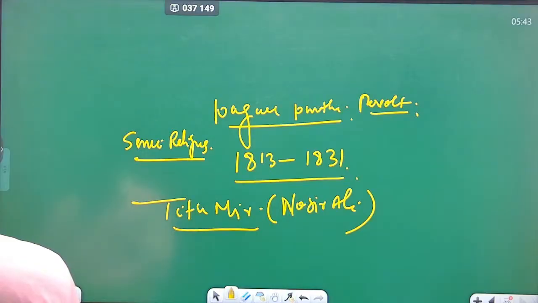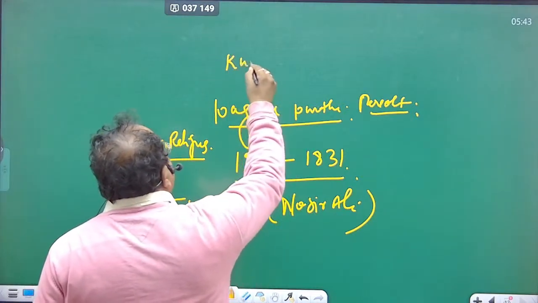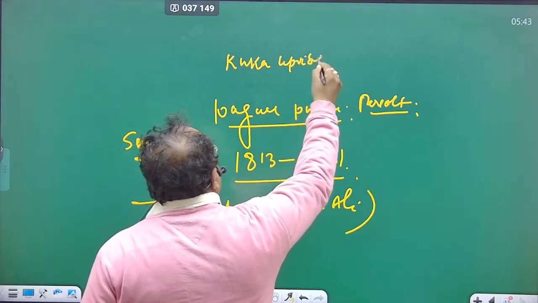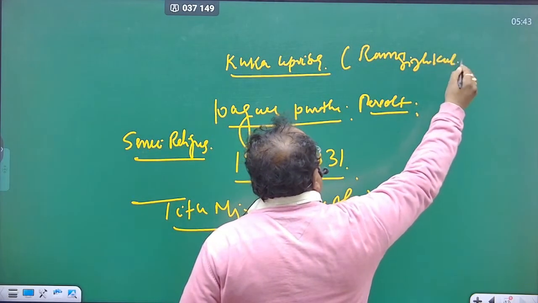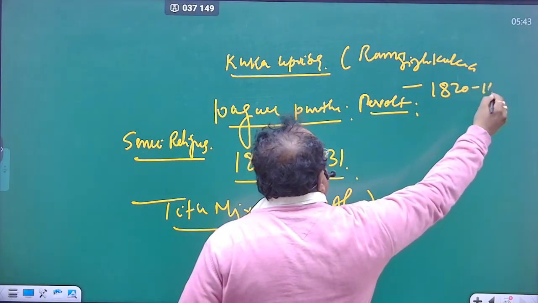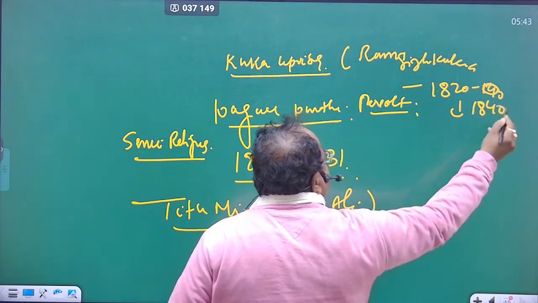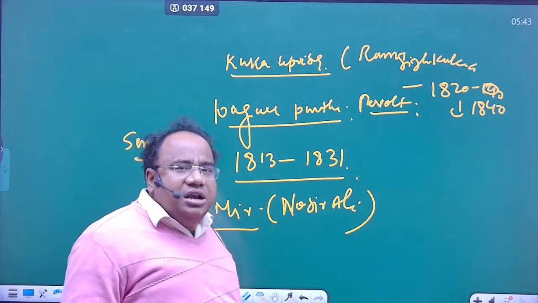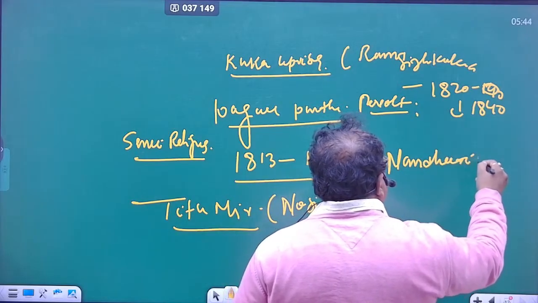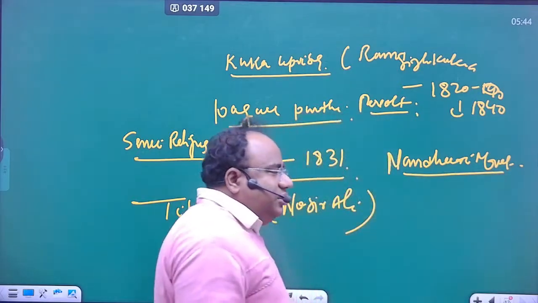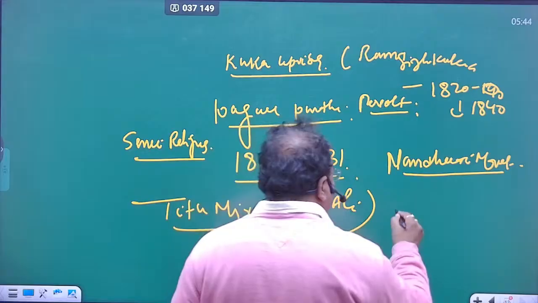Okay? Now, if you come to Punjab, you see here also one revolt, that is the Kuka uprising. Ram Singh Kuka. Timeline 1820 to 1840. See, Ram Singh Kuka started the Namdhari movement. Which movement? Namdhari movement, right? To protect their religion, the Sikh religion, from impurity.